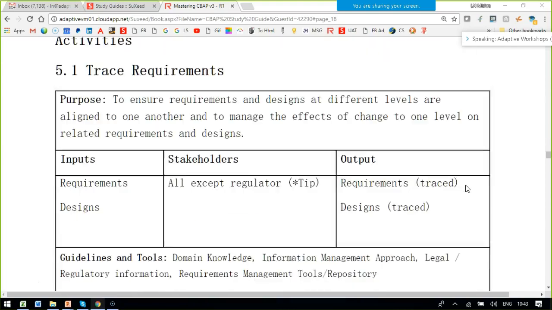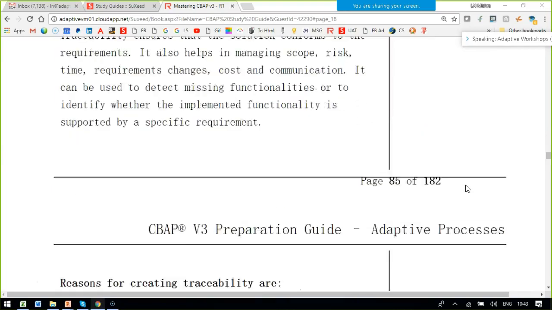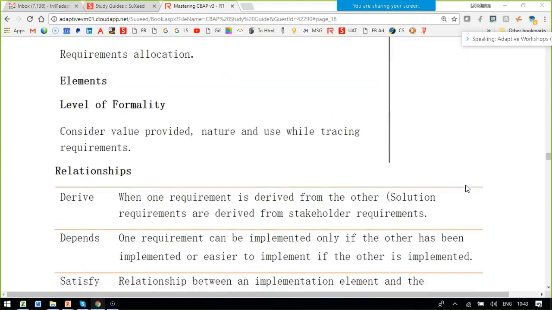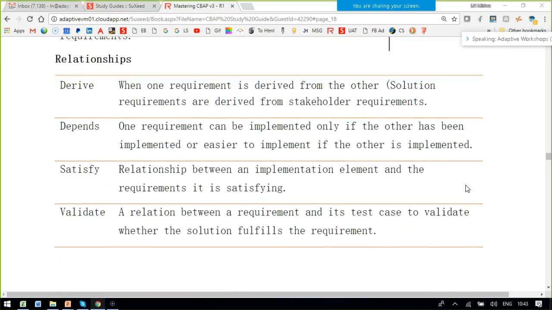Okay. Then this is okay. Tracing, I think this is what I wanted to tell. These are the four relationships which I would like you to keep in mind. The derived relationship is your parent-child relationship. Depend means two requirements have mutual interdependence, or maybe one requirement is dependent on the other. Satisfy means a component satisfying a requirement, fulfilling a requirement in a sense. And validate means a test case validating a requirement.